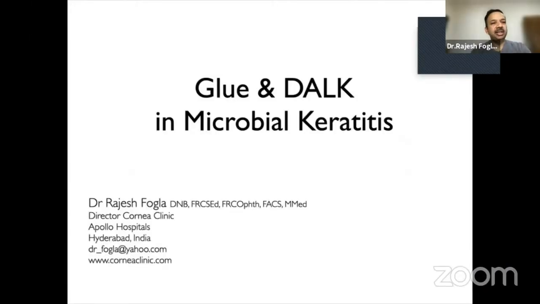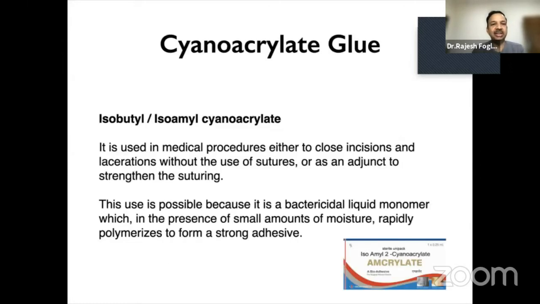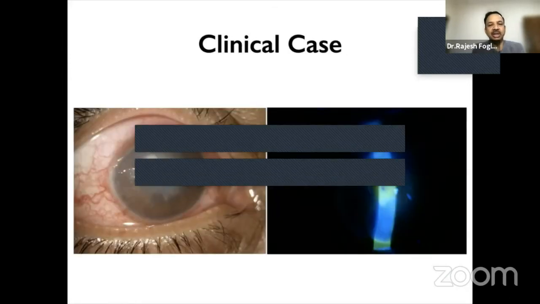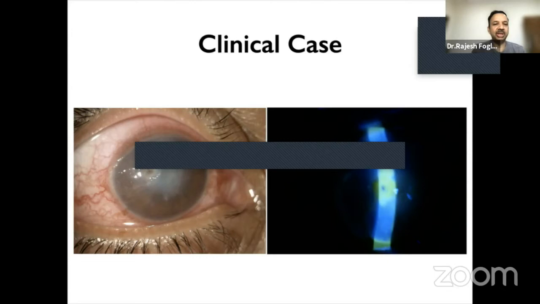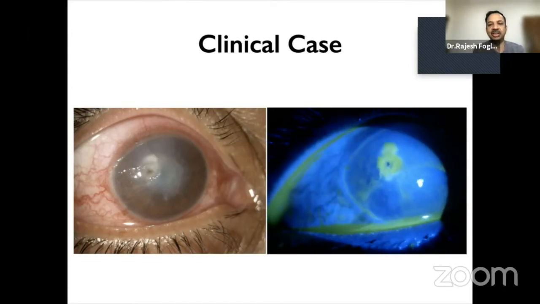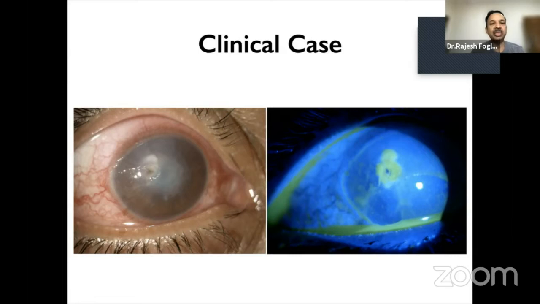At the outset, I would like to thank Namrata for making me part of this course. The topic is glue and DALK in microbial keratitis, no financial interest. The glue we commonly use is cyanoacrylate, used in clinical cases when, during the course of treatment of infective keratitis, there is thinning and perforation. Like in this case, you can see it's Seidel positive.